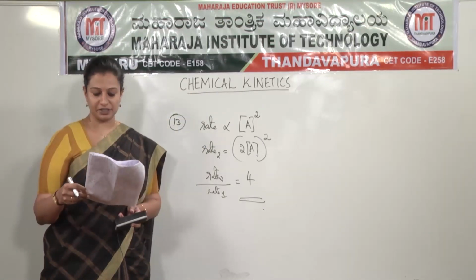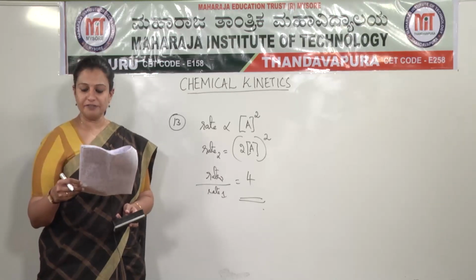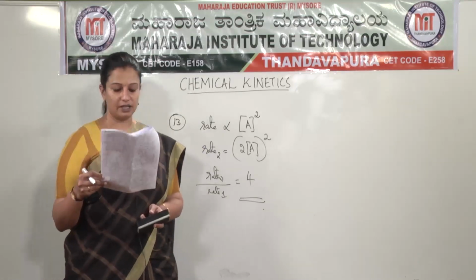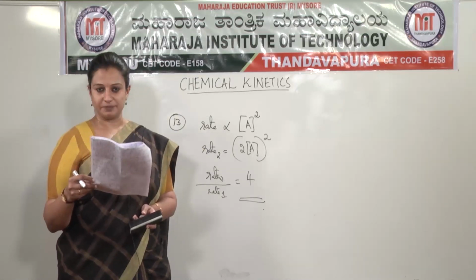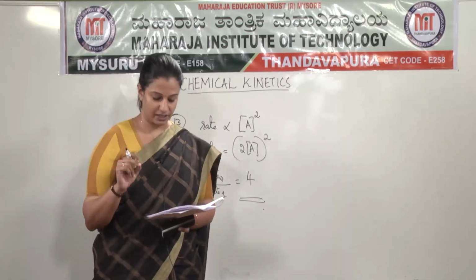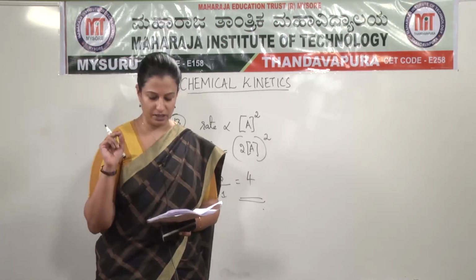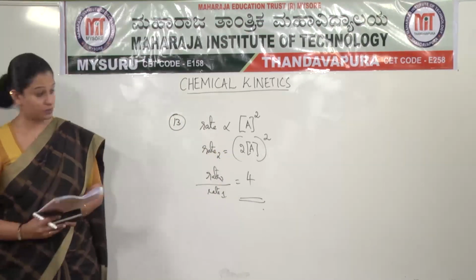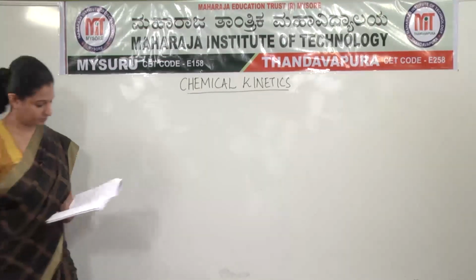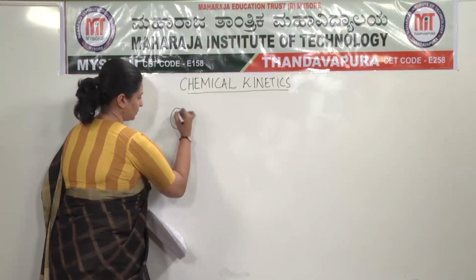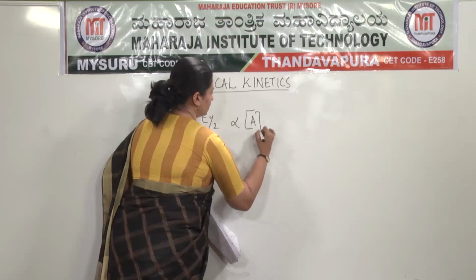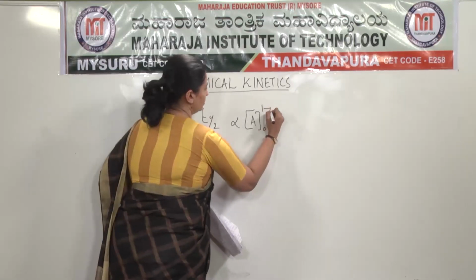Half-life of a chemical reaction at a particular concentration is 50 minutes. When the concentration of the reactant is doubled, the half-life becomes 100 minutes. What is the order of the reaction? Okay. So the data given is that on doubling the concentration of the reactant, the T half also becomes double. Now let us see a general situation. T half of any reaction is directly proportional to A naught raised to 1 minus n.